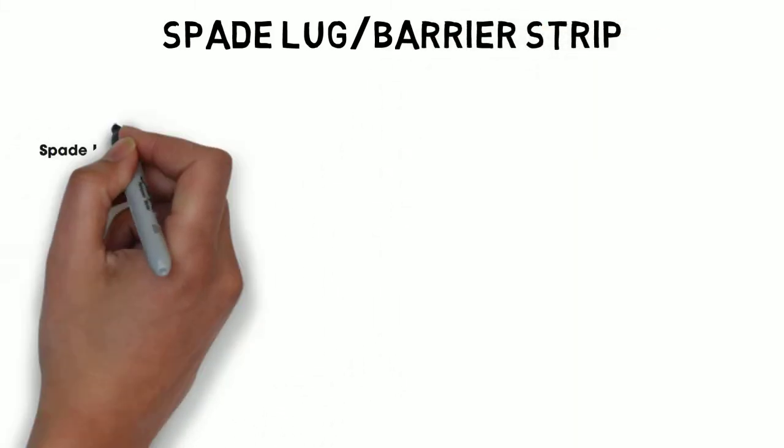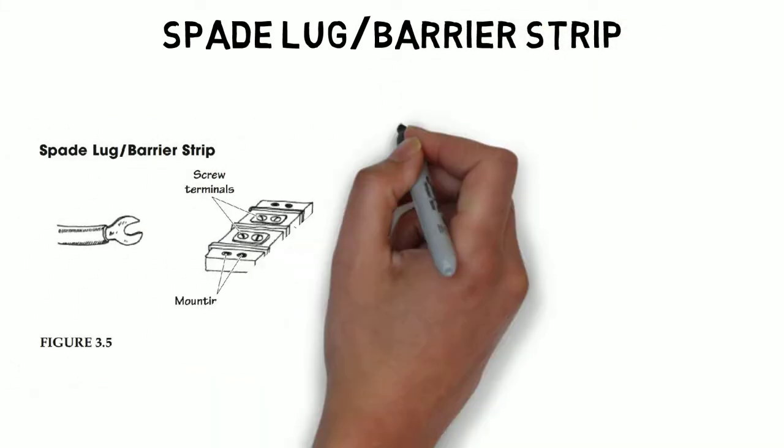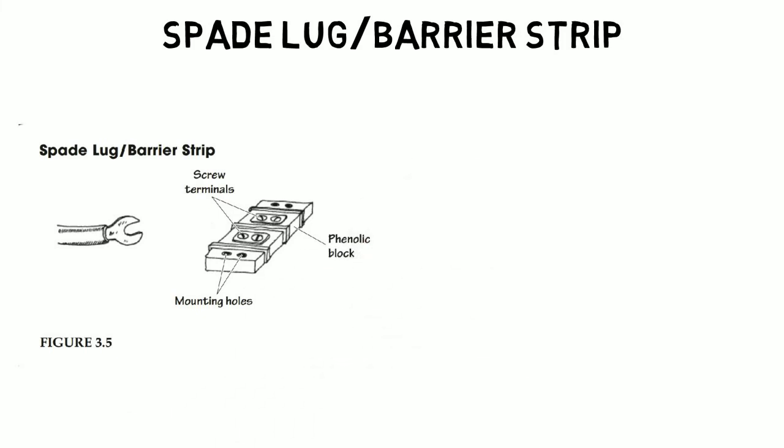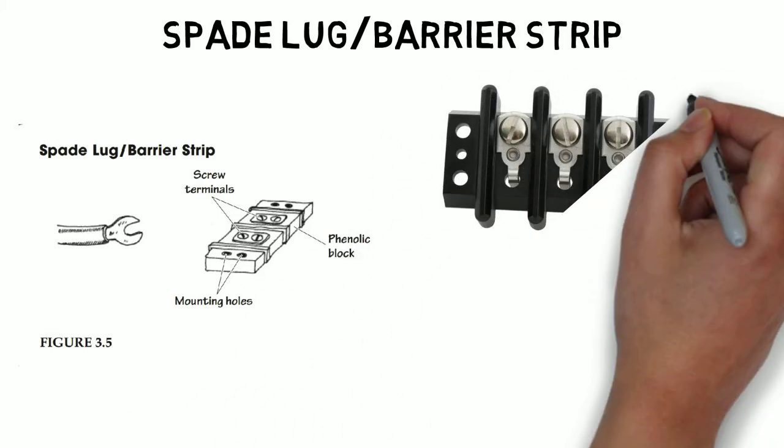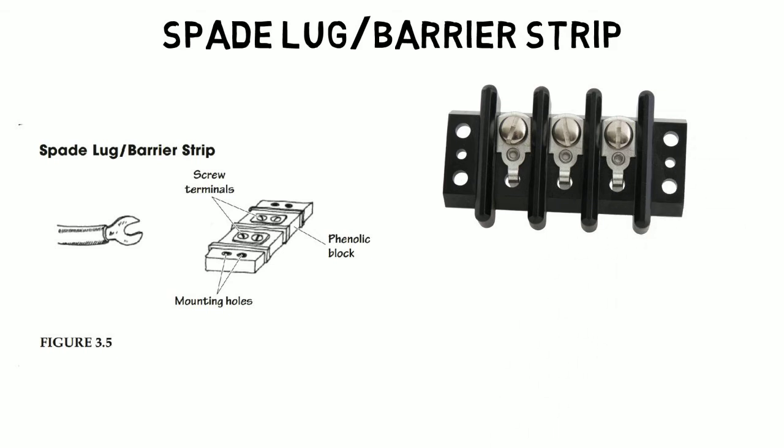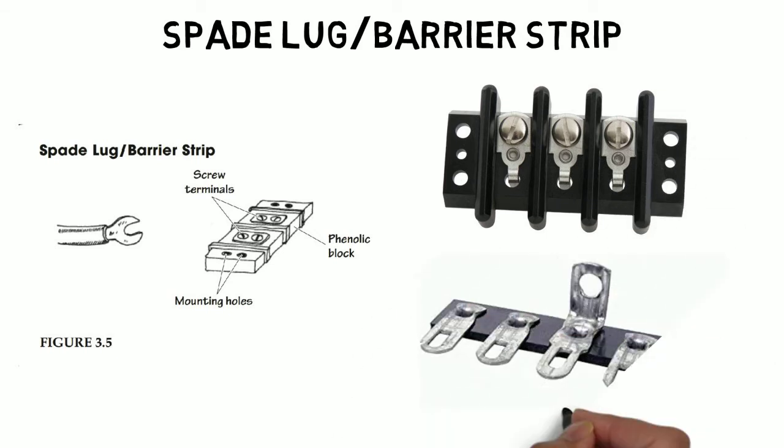Third on our list is the spade lug barrier strip connector. This is a simple connector that uses a screw to fasten a metal spade to a terminal. A barrier strip often acts as the receiver of the spade lugs, and this is one of the widely used connectors in industry after the crimp connector.